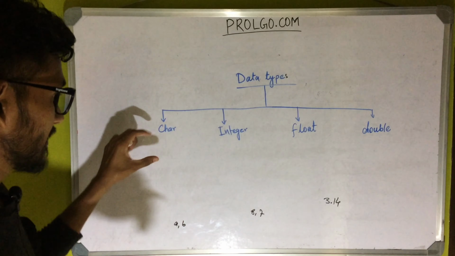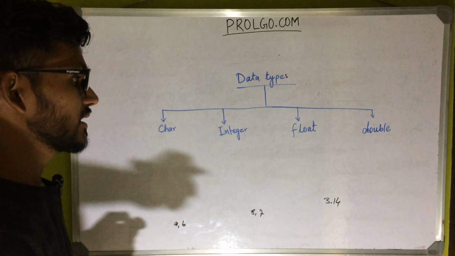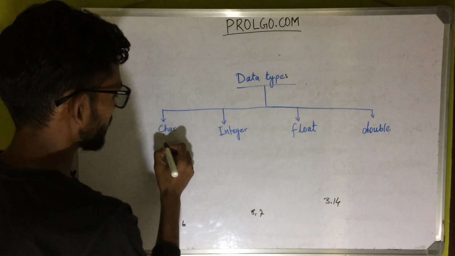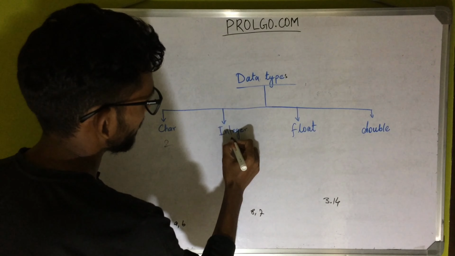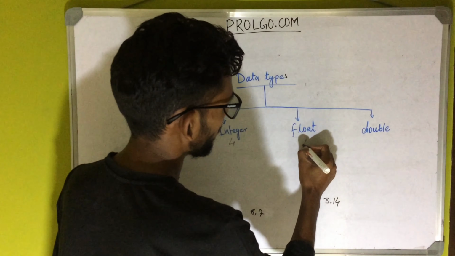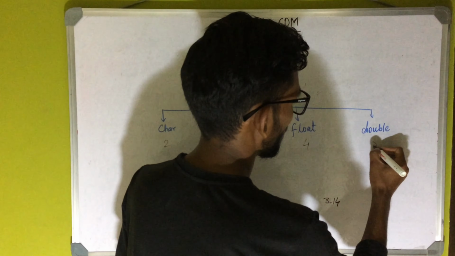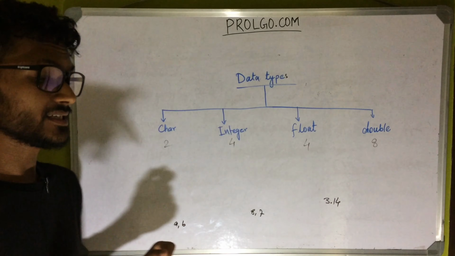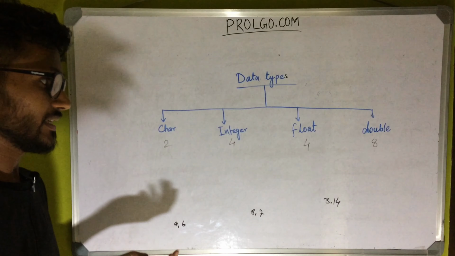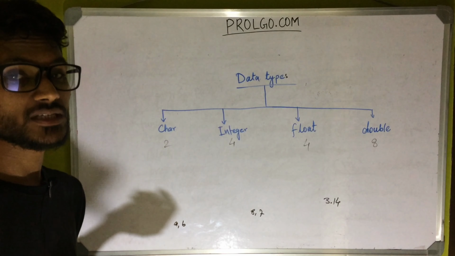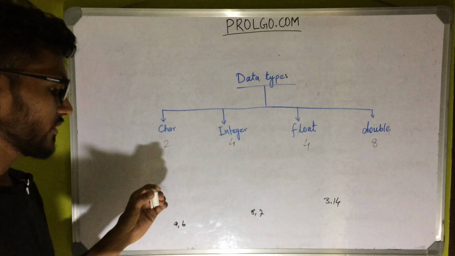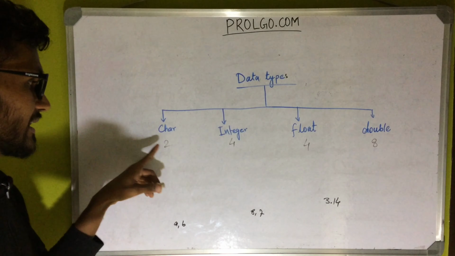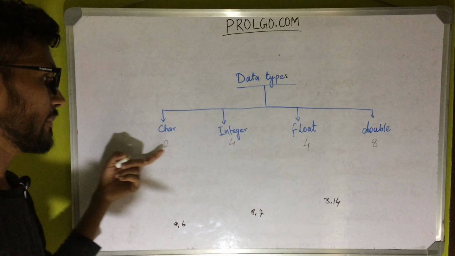Based on the compiler, I'll tell you about the size of each of the data types. This will be 2, this will be 4 for integer, float will also be 4, and double will be 8. I am using Code::Blocks as a compiler, and it is highly possible that you are using a different compiler. If you are using a 32-bit compiler, this will be the size. It totally depends on the compiler.